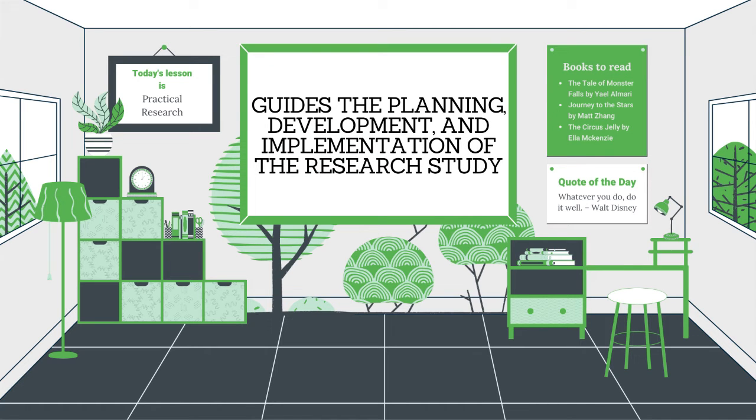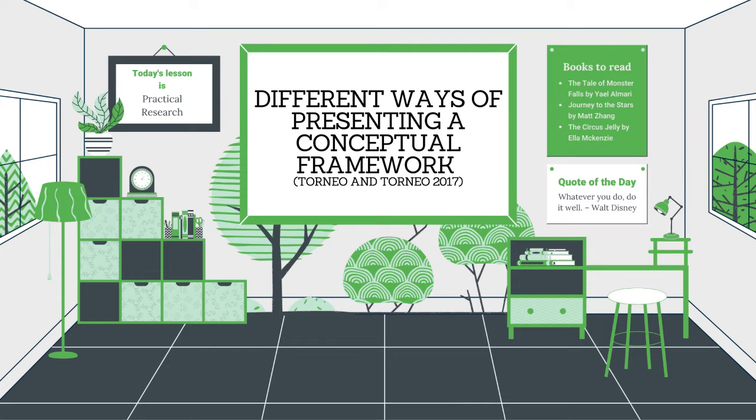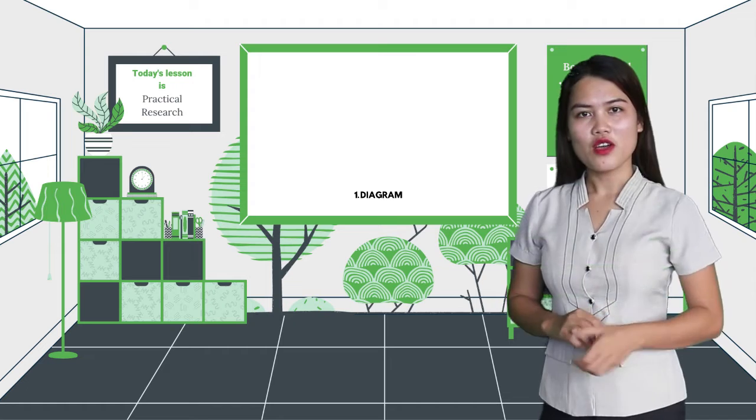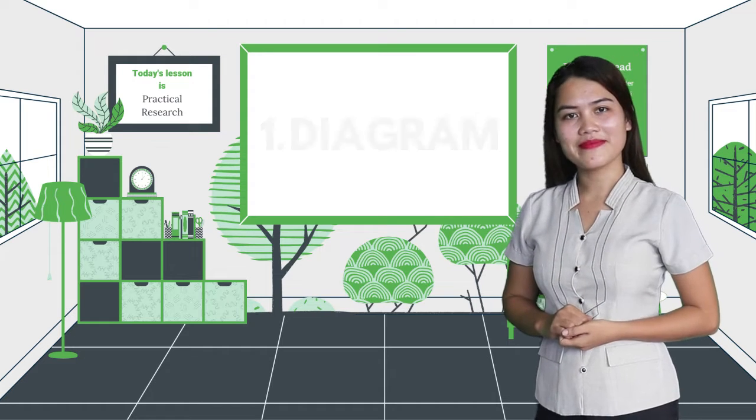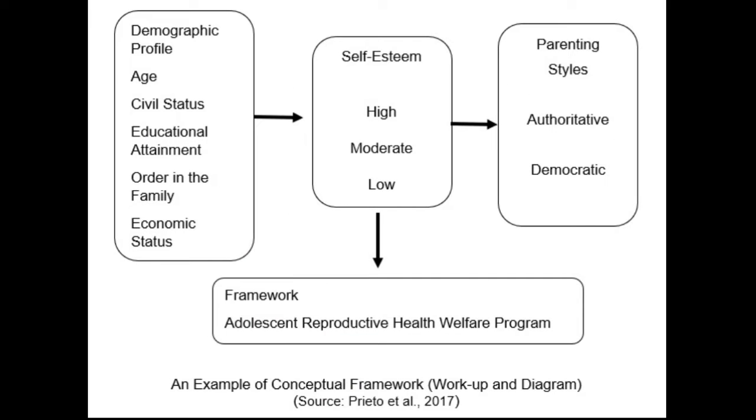It guides the planning, development, and implementation of the research study that you chose. There are different ways of presenting a conceptual framework as organized by Torneo 2017. First is diagram. This visual diagram will show the interconnections and relationships among the variables and the different elements of your study.